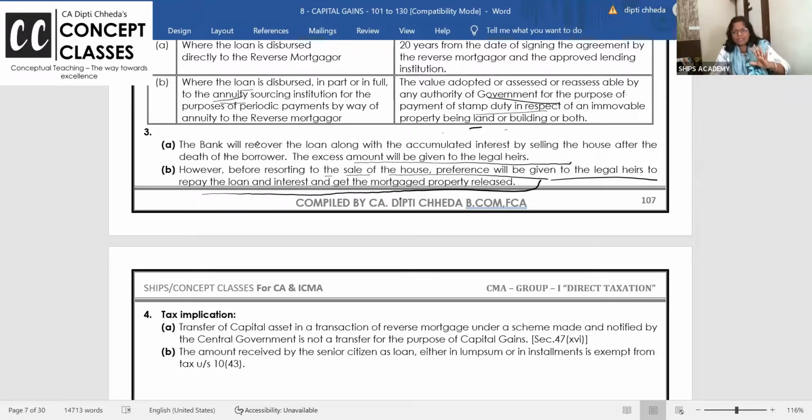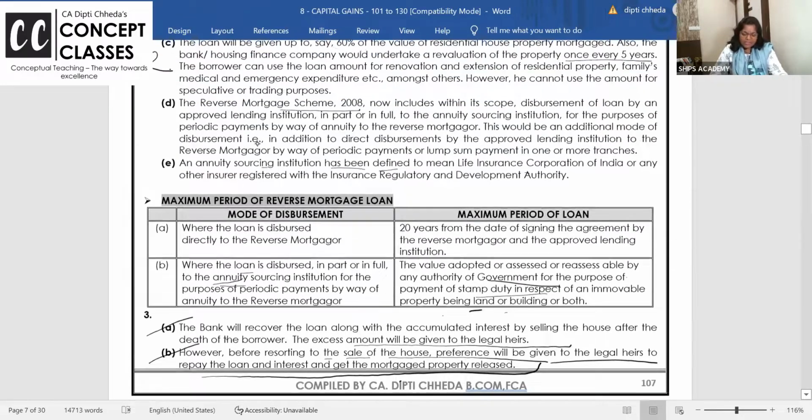Are you all with me? Dear son, your father has mortgaged the property. We have paid him this much money. Either you pay the loan and interest and release the property, or we will auction the property, recover our loan and interest, and pay the remaining to you. Both the options are given. Now, all this is a story.